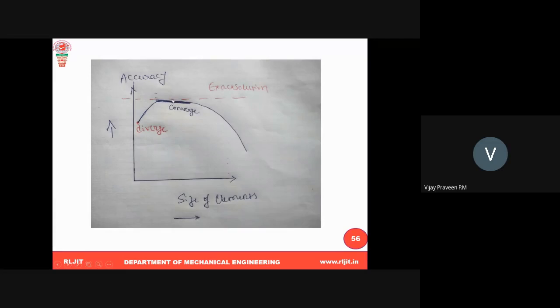As you decrease further, what is happening again? What is happening to the accuracy after this? Diverging. Again, the accuracy is decreasing. Why does this happen? As you reduce the size, the accuracy should increase further and get closer, but it does not happen like that. Why? I will take that up in the next slides and tell you the reason. But now, the size of the element matters a lot.